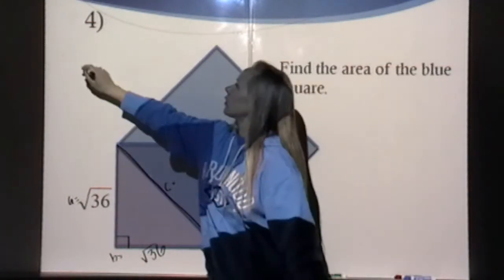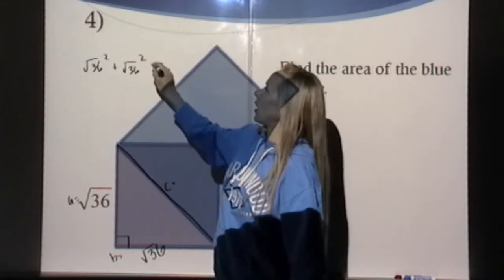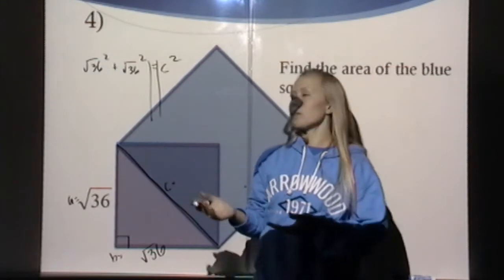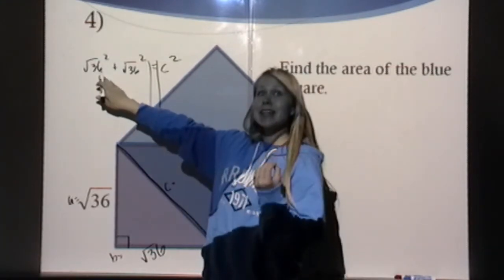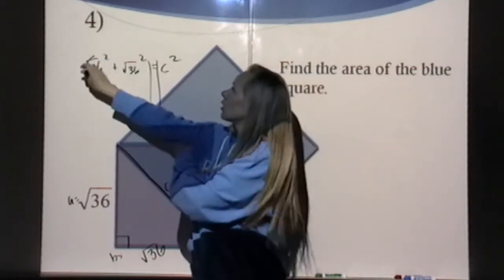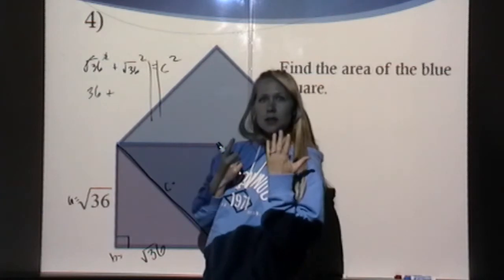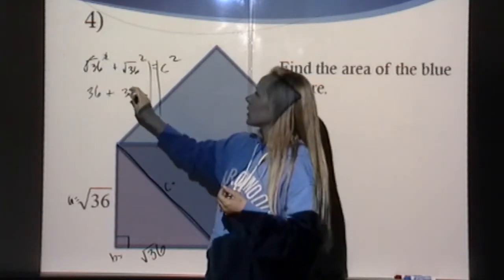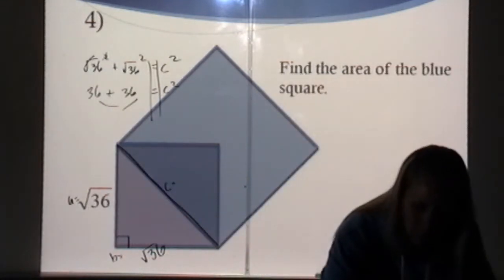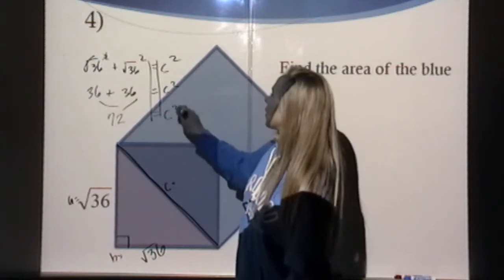So I've got square root of 36 squared, A squared, plus B squared equals C squared. Well, I just remember from the last problem, when I take the square root of 36, that's 6, and 6 to the second power is back to 36. So, same thing here. The square root of 36 is 6, and 6 to the second power is 36. So then I can add those two up. 72 is equal to C squared.